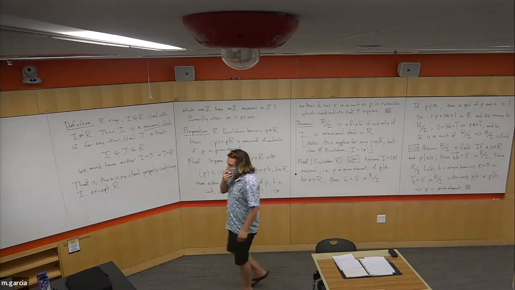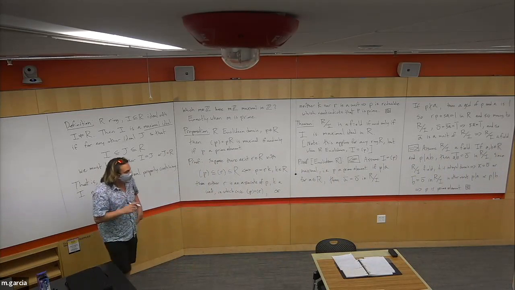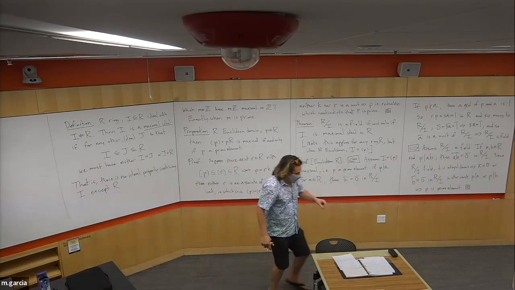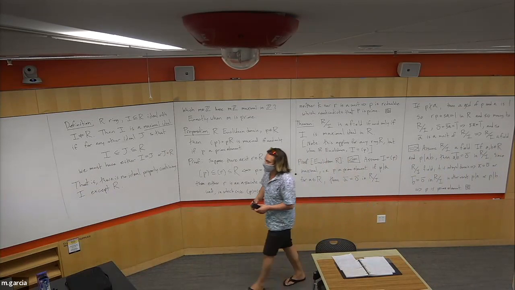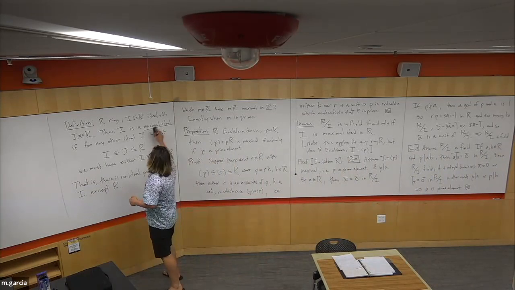So, let's see in practice what happens in the Gaussian integers when we quotient by a maximal ideal.